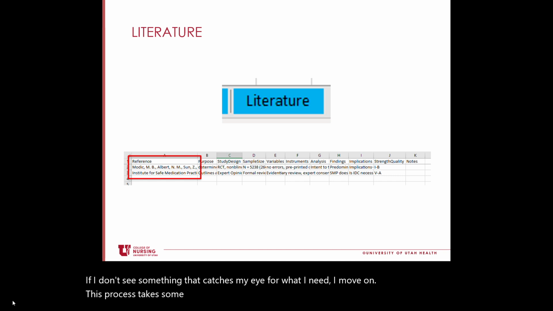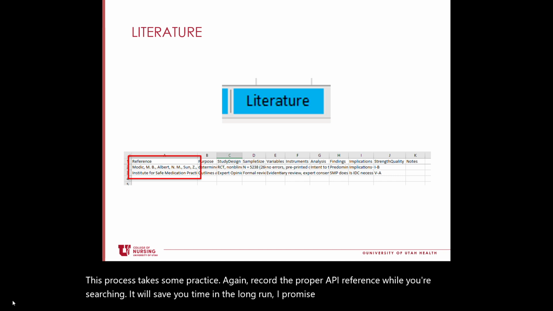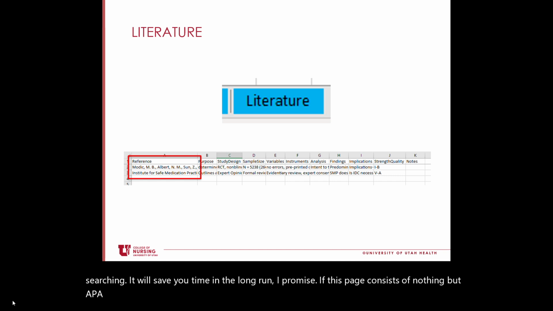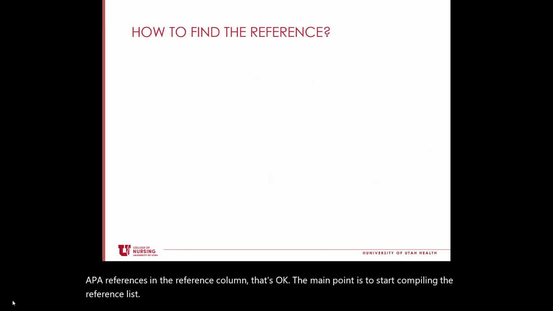Again, record the proper APA reference while you're searching. It will save you time in the long run, I promise. If this page consists of nothing but APA references in the reference column, that's okay. The main point is to start compiling the reference list. So how do you find the reference?